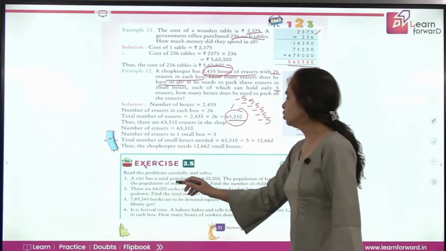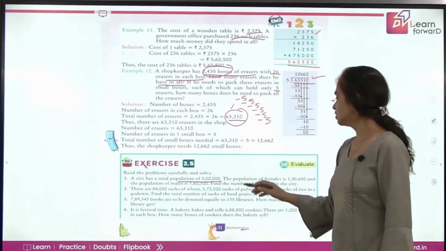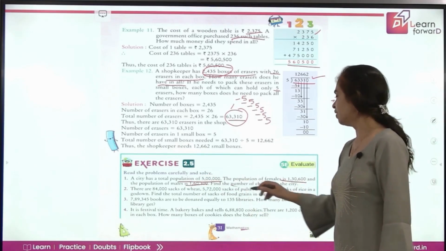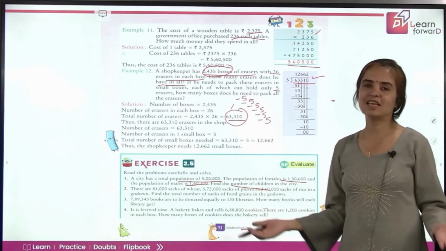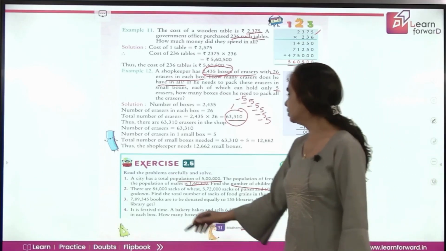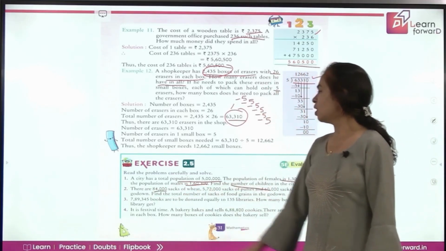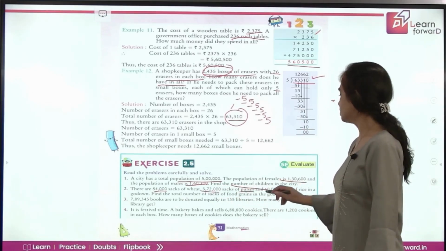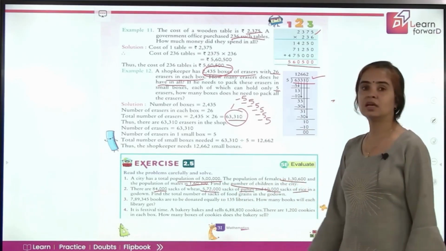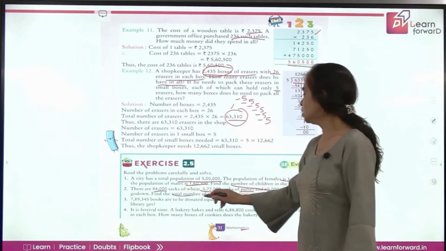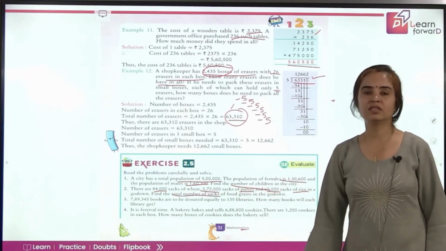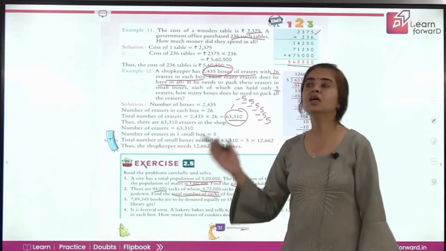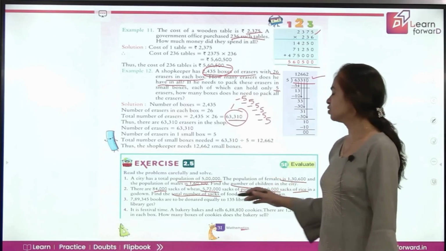Now, here you have an exercise on word problems. A city has a total population of 5 lakhs. The population of females is given and the population of males is given. Find the number of children. It is just the same as we have done in the first example. Next, there are 84,000 sacks of wheat, 5,72,000 sacks of pulses, 60,000 sacks of rice in a godown. Find the total number of sacks of food grains. So what do you have to do? Just add them all. Yes, because they want the total number of sacks of the food grains.